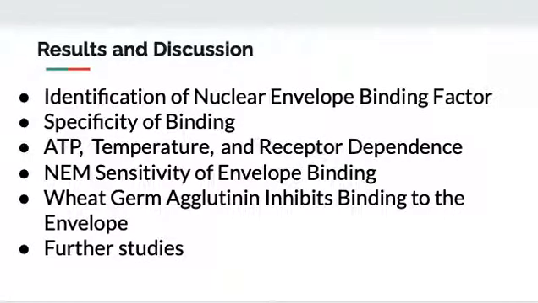Okay, on to our results and discussion. So some of the specific results that were gained had to do with the identification of nuclear envelope binding factors. And so that had to do with figure 1 that we talked about, and P97 eluted from the anion exchange columns along with envelope binding activity, showed that P97 was the only protein that correlated with receptor-dependent envelope activity. This is very important for the identification of the active species.